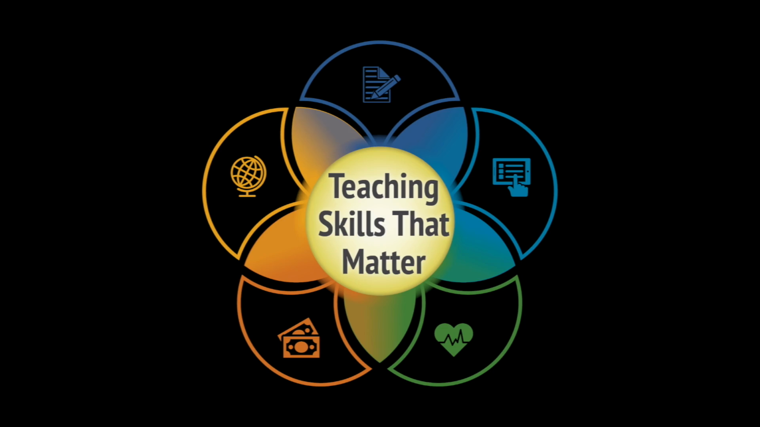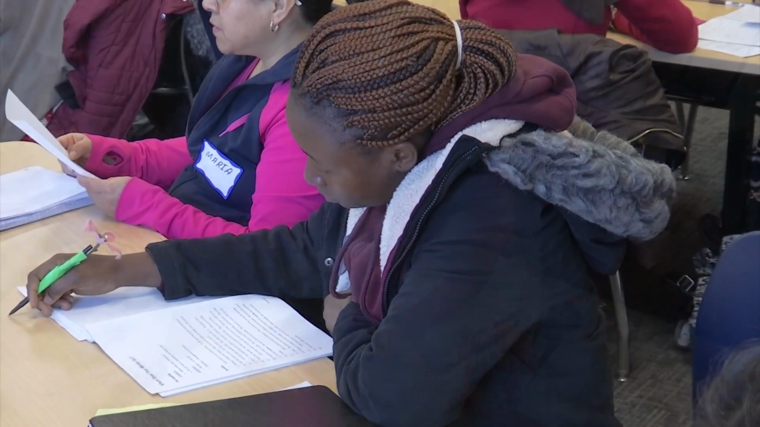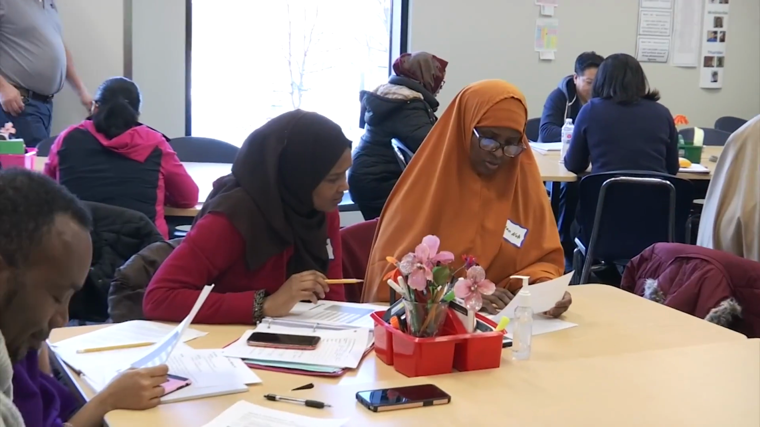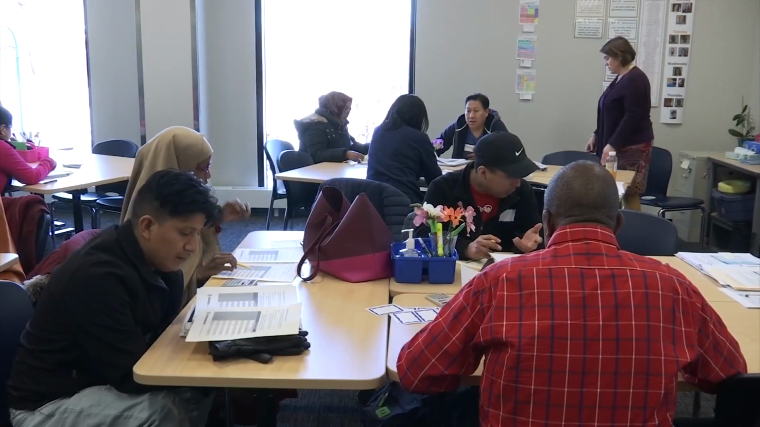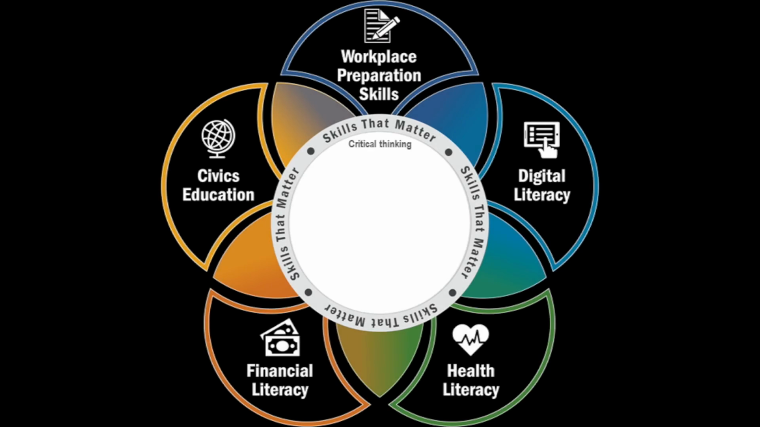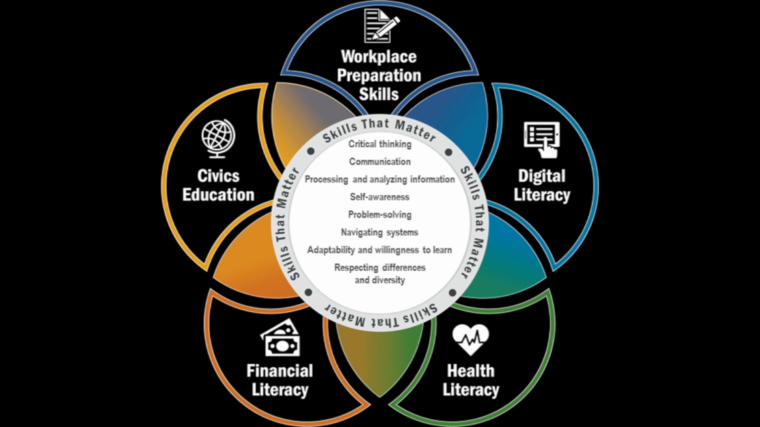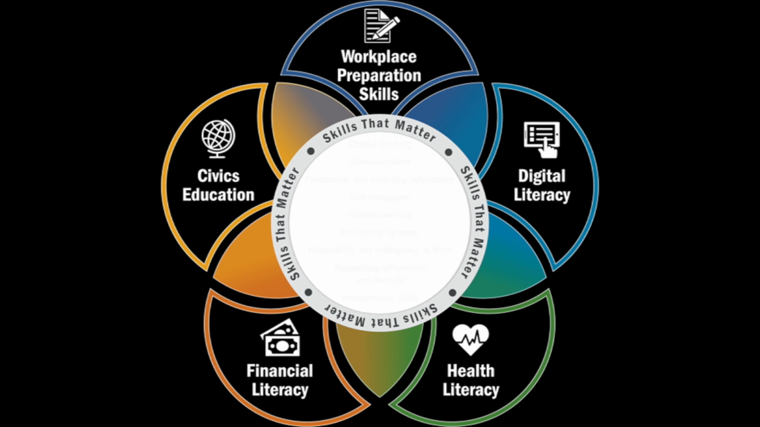In this video, you'll receive a brief overview of integrated and contextualized instruction, one of the 3 approaches that work to teach the 9 central skills that matter. These skills are critical thinking, communication, processing and analyzing information, self-awareness, problem-solving, navigating systems, adaptability and willingness to learn, respecting differences and diversity, and interpersonal skills. You can read more about these skills in the Toolkit introduction pages.